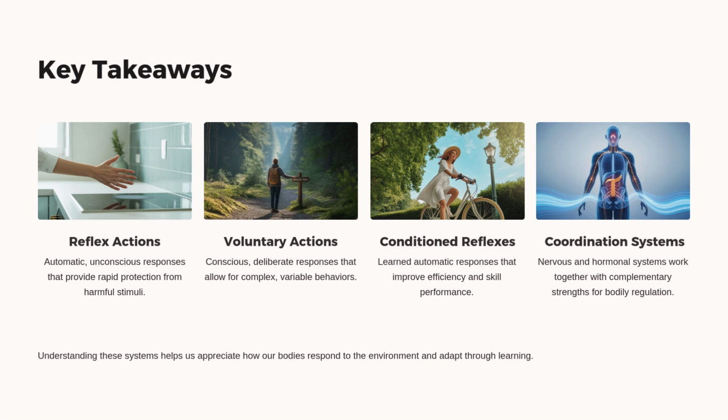Key takeaways. Reflex actions. Automatic, unconscious responses that provide rapid protection from harmful stimuli. Voluntary actions. Conscious, deliberate responses that allow for complex, variable behaviors. Conditioned reflexes. Learned automatic responses that improve efficiency and skill performance. Coordination systems. Nervous and hormonal systems work together with complementary strengths for bodily regulation. Understanding these systems helps us appreciate how our bodies respond to the environment and adapt through learning.